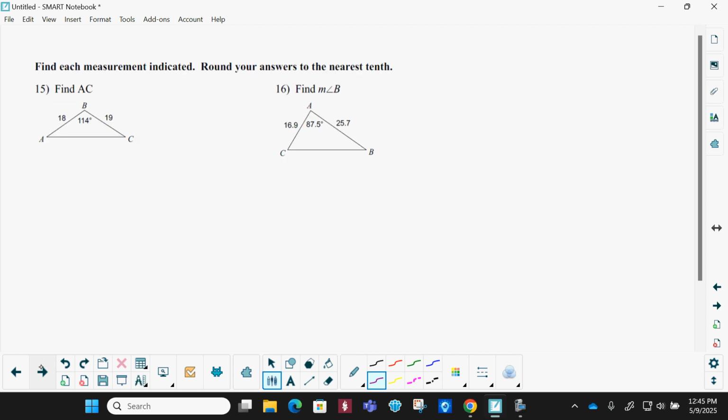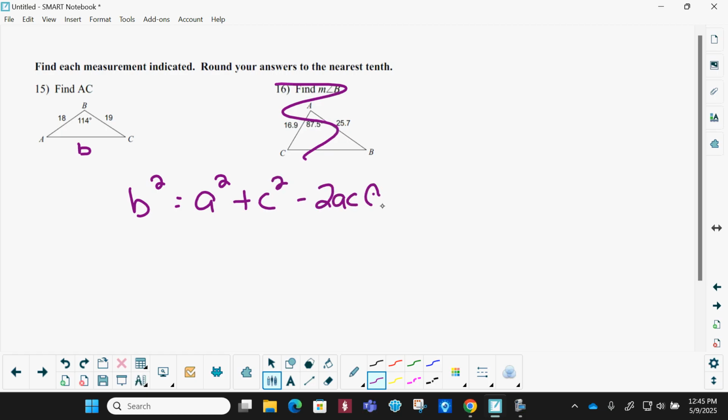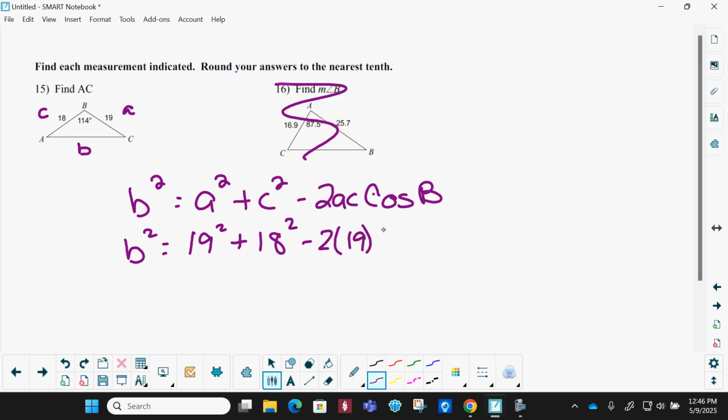Okay, so what they want here is our little b. So this is going to be the law of cosines. So the one I'm going to use is this one. We know everything. Here's my little a, here's my little c. So we're going to just plug in. So b squared equals 19 squared plus 18 squared minus 2 times 19 times 18 cosine of 114. Now, please be careful. The number you're going to get, it's going to be quite large.